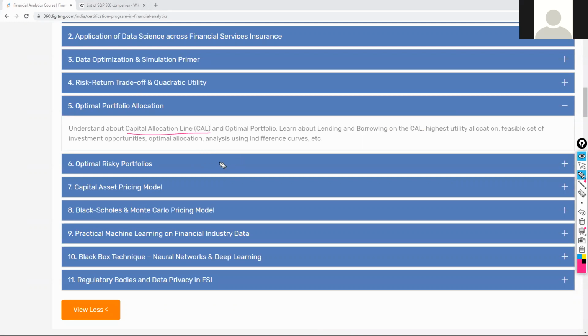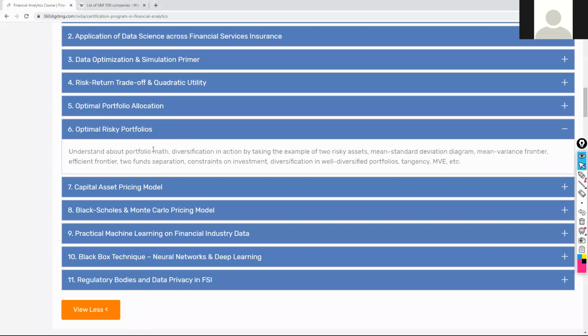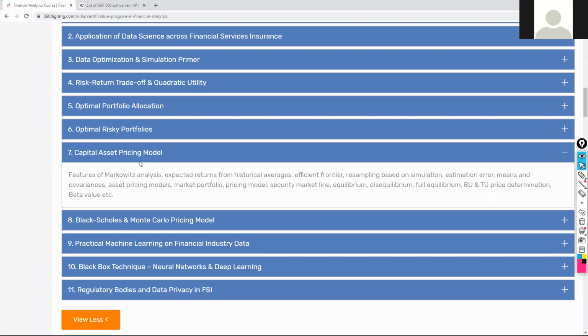When do you use that? Then optimal risky portfolios. If I have two risky assets, how do I deal with it? What do you mean by mean, variance, efficient frontier? What do you mean by tangency portfolio? What do you mean by CAPM, the capital asset pricing model?